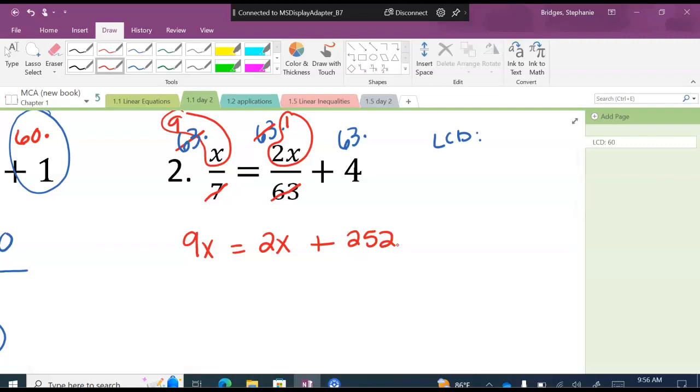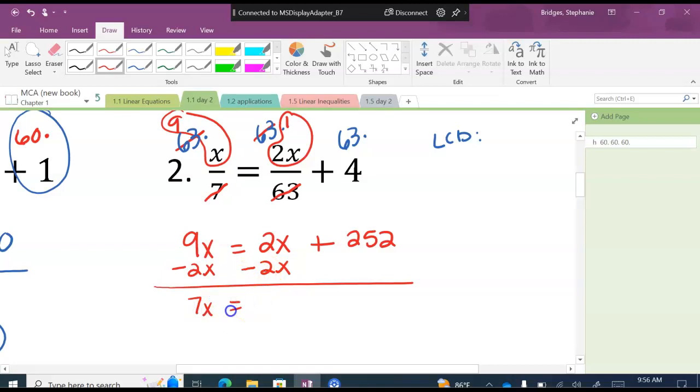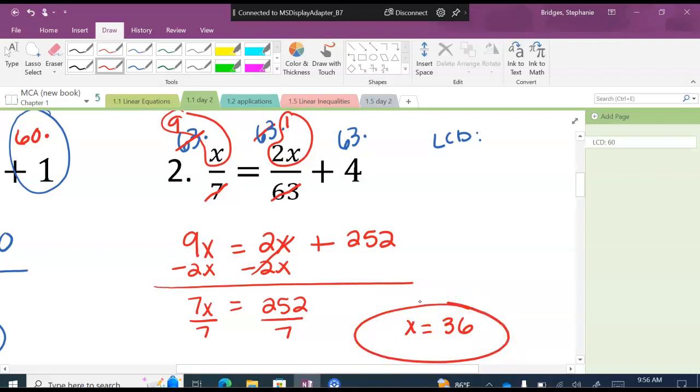We're going to take and subtract our 2x over. That is going to give me 7x equals 252. And I divide through and I get x equals, what is that? 36? Okay, thank you. Anyone have any questions? Kind of get the idea? Alrighty.